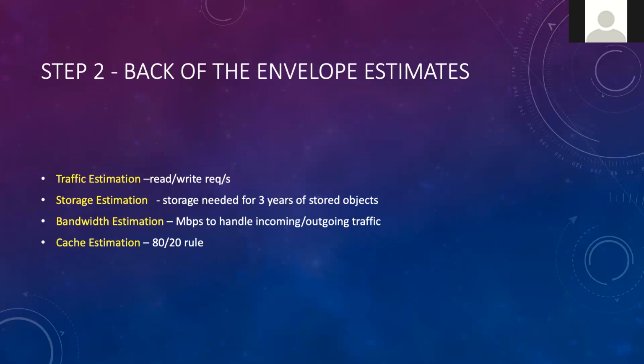And finally, the cache estimation. Based on your estimate of your traffic and the amount of storage that is required, say per second or per day, you can estimate how much cache you would need using the 80-20 rule, which essentially means 80% of your traffic is served by 20% of data. So you would like to store this 20% hot data so that the latency is low for these kinds of requests.